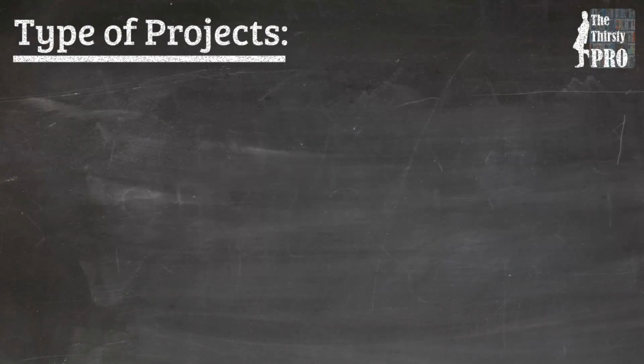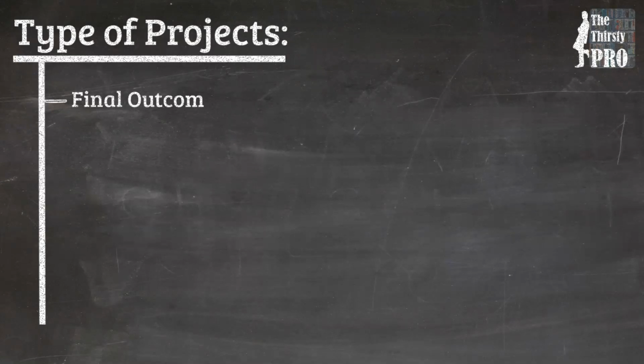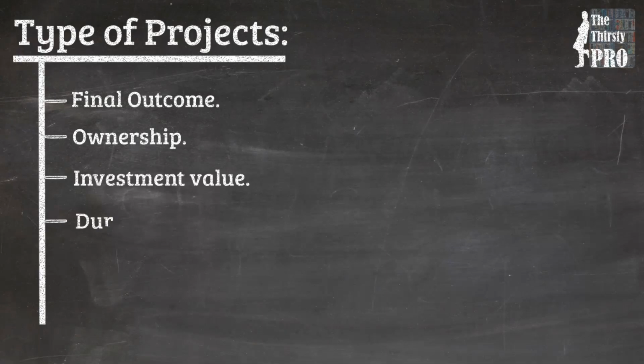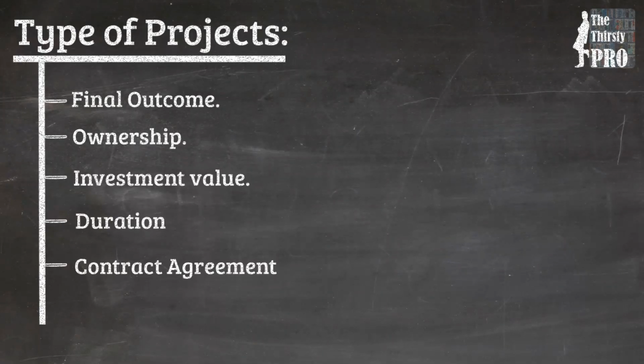Let's begin. Although there is no specific categorization defined by the Project Management Institute, still on the basis of some parameters or complexity the projects are categorized for the ease of project management. Widely the projects are categorized on the basis of the following parameters: final outcome or the purpose, ownership, investment value, duration, contract agreement, and delivery method. Let's go through them one by one.